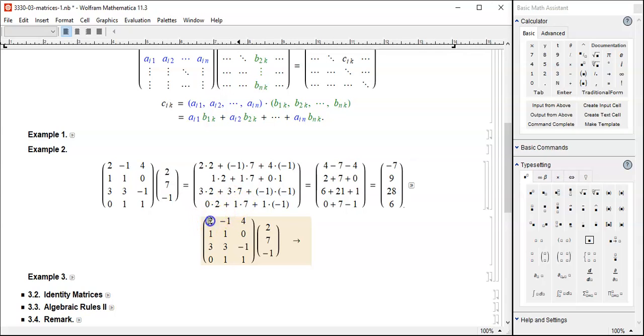Okay, how do we work it out? First row. Oops, what did I do? Excuse me. Wrong key. Okay, all right, I got it back.